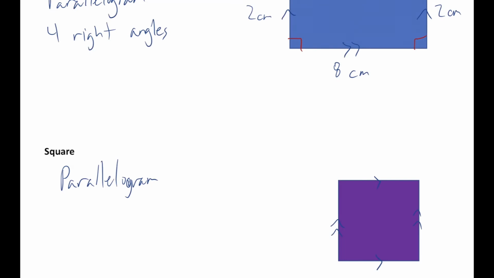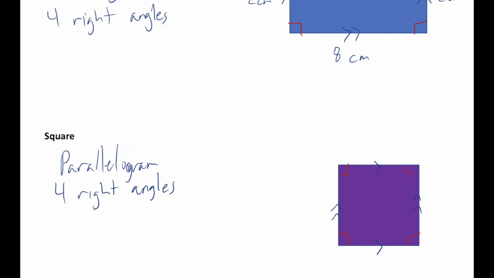And it also has 4 right angles, just like the rectangle. And another thing that I know about a square is that all sides are congruent. So if this was 3 centimeters, this would be 3 centimeters, this would be 3 centimeters. So opposite sides are congruent, but all sides are congruent in a square.